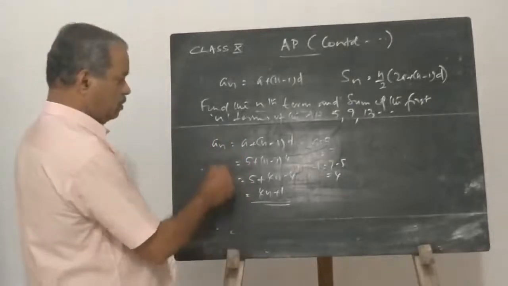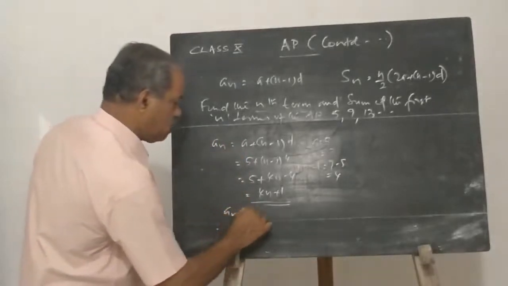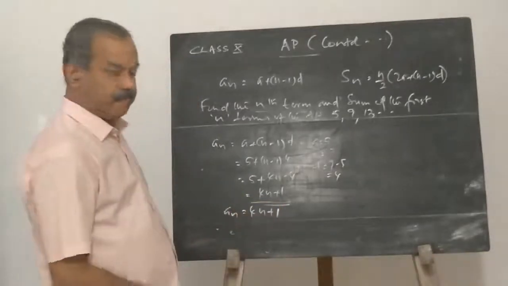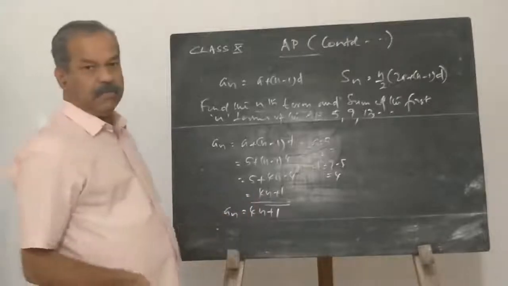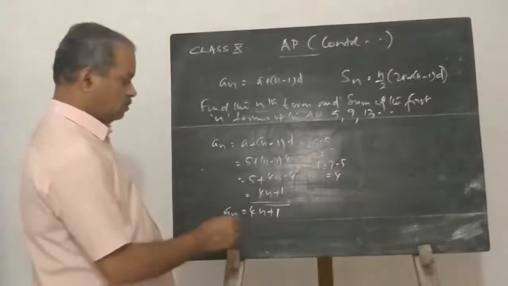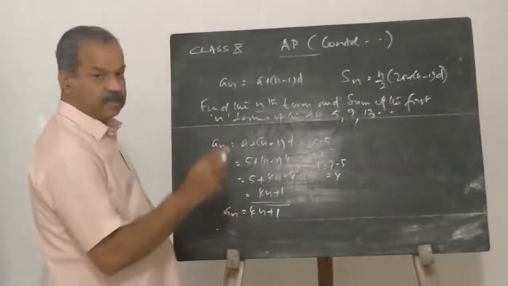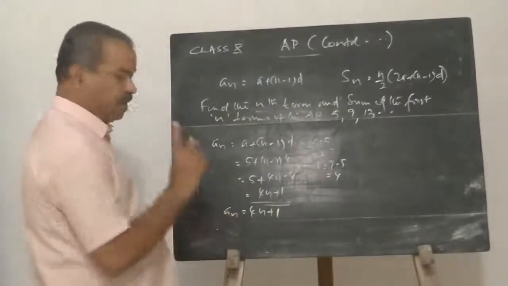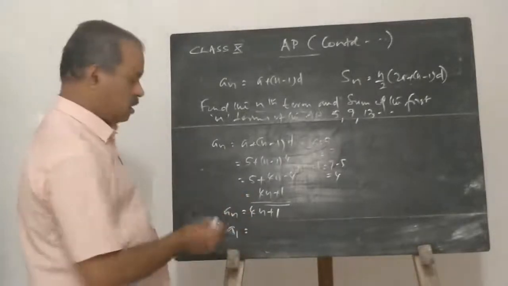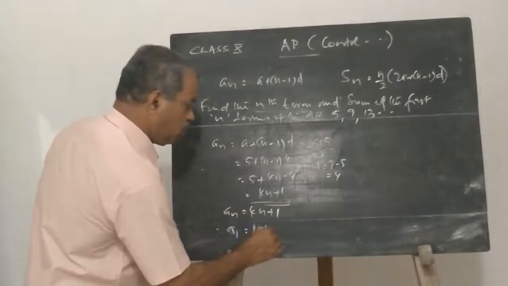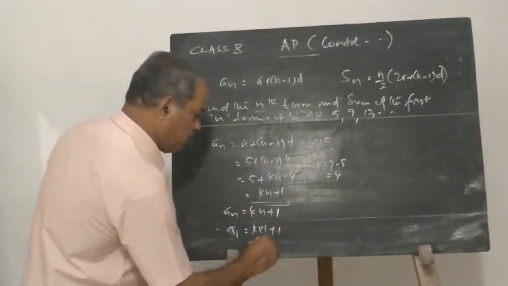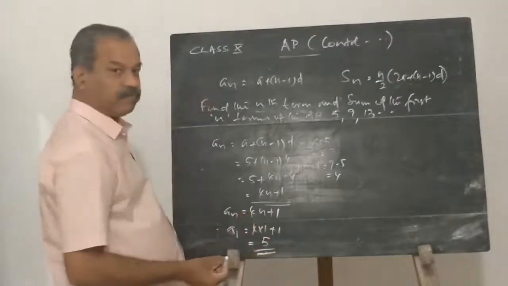Now suppose we are given an equal to 4n plus 1. How will you write the AP? To write the AP, we require at least the first 3 terms. So, to get the first term from the nth term, replace n by 1. That is, we get a1, the first term. a1 equals 4 into 1 plus 1. 4 into 1 is 4, and 4 plus 1 is 5. a1 equals 5.